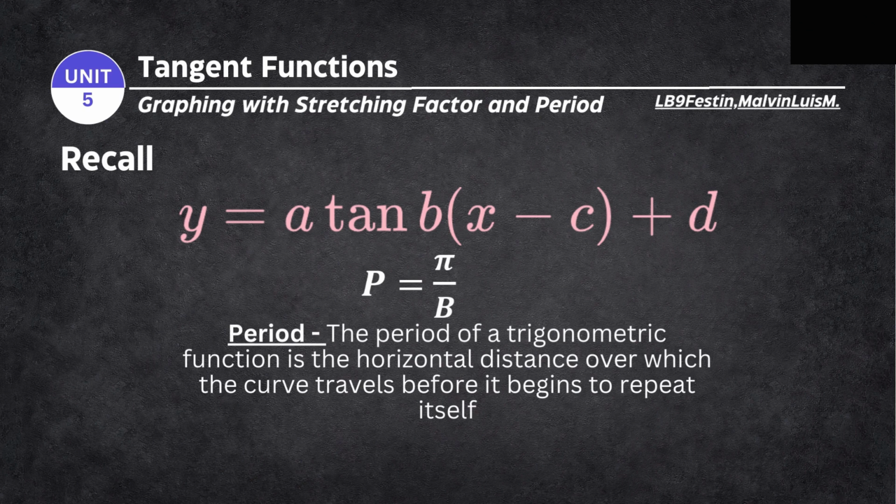Next, we have the period. The period is represented by pi over b. And given b, the period of a trigonometric function is the horizontal distance over which the curve travels before it begins to repeat itself. For the tangent functions, it is the amount of distance between asymptotes as well.